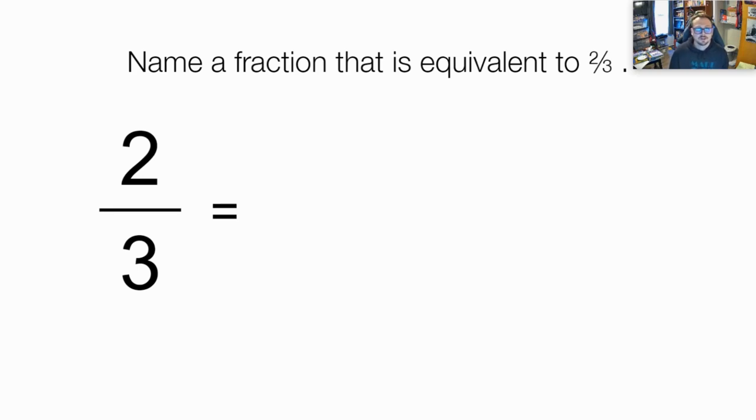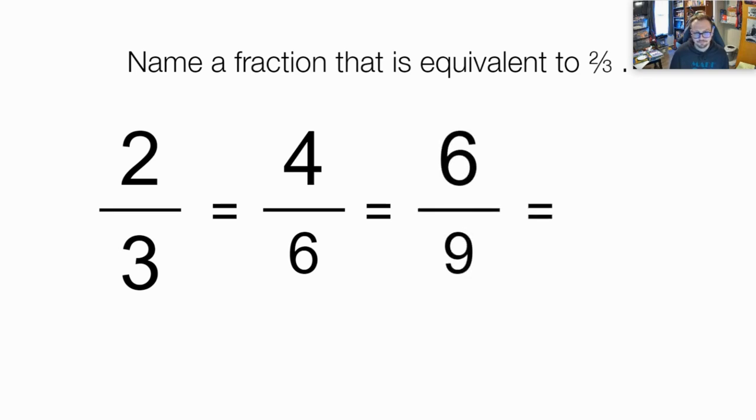And some possible answers. I mean, there's so many different answers. I'm going to have to look and see what you actually said. But some possible answers, if you did skip counting, you might have just gone two skip counts to four, three skip counts to six. You could have kept going. You could have said 6/9, you could have said 8/12.